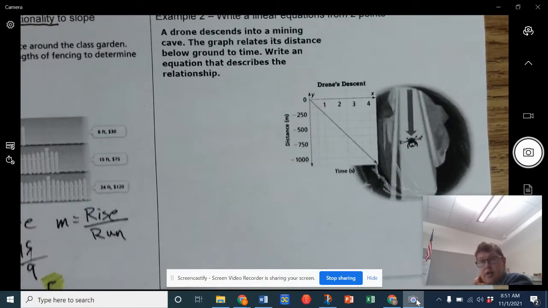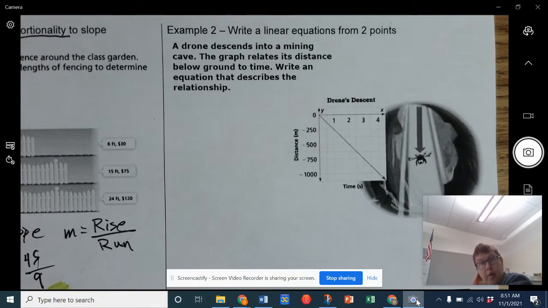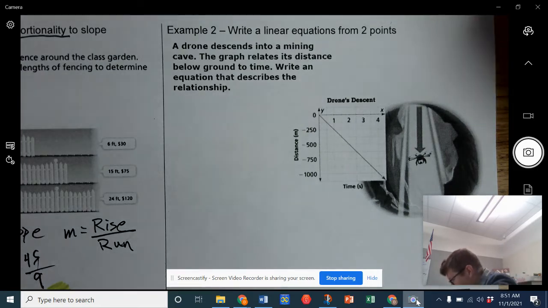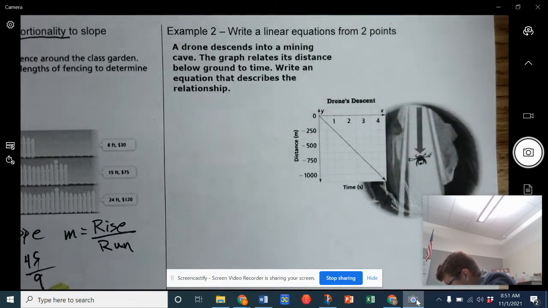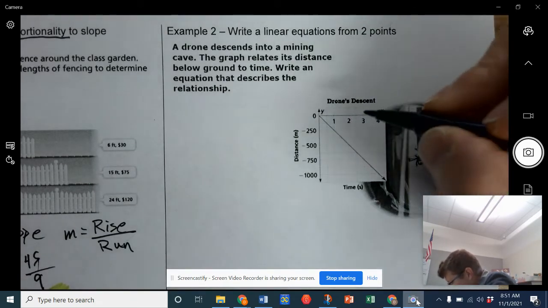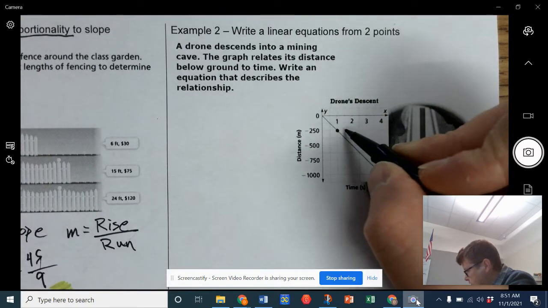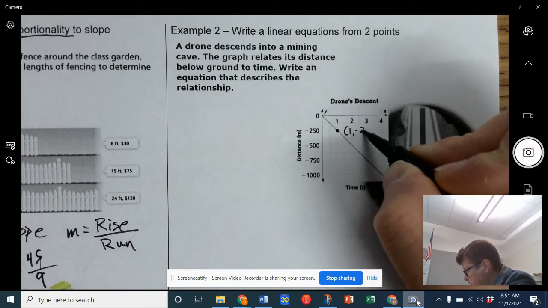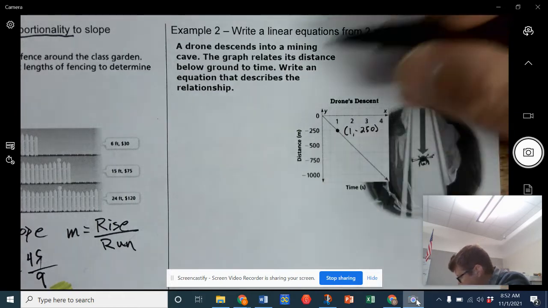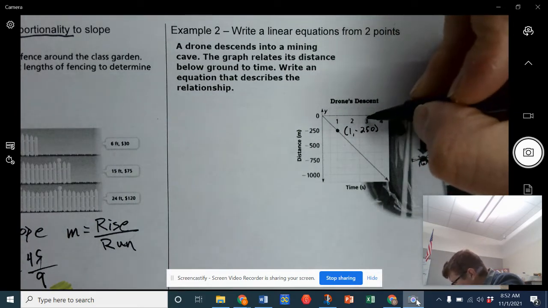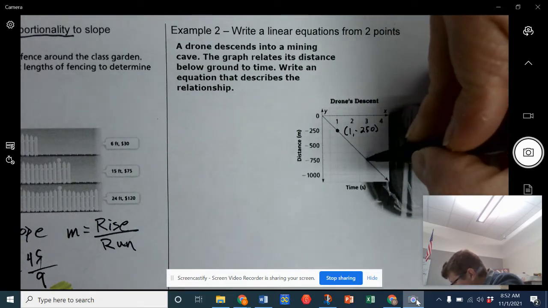Okay. So now we have example number 2. A drone descends into a mining cave. The graph relates its distance below ground to time. Write an equation that describes the relationship. So we've got to figure out our slope right here. We have actually a lot of points that we can use. We have this one right here. That's a good one. That's 1, -250. And then let's do this one, this 3 and -750.